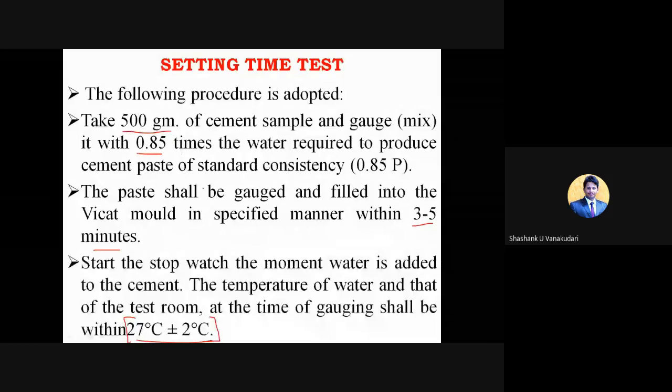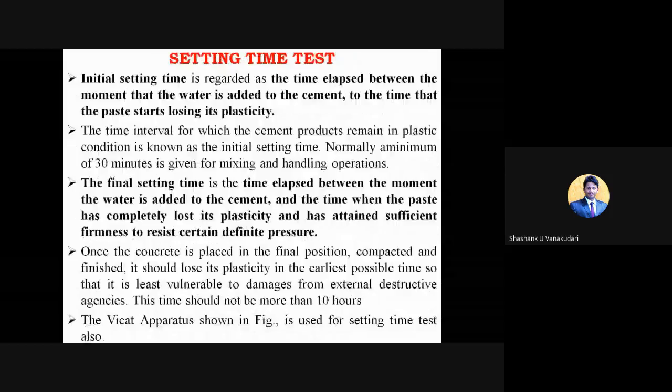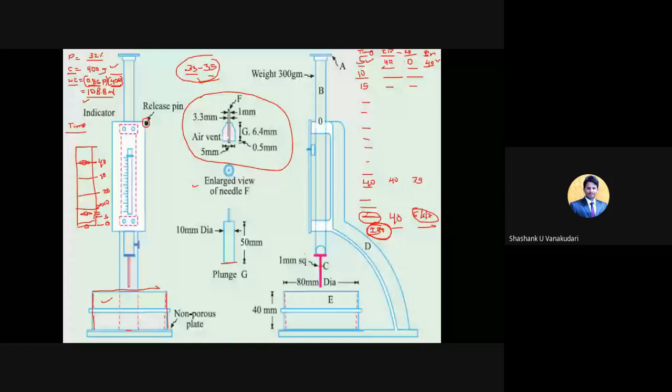Clear? And the lower the needle, that is C, they have given the needle dimensions here. This is needle C, this is plunger G, and this is needle F. Clear? So they have given different names for this. So this needle dimension is 1 mm, and then the length will be 50 mm, plunger diameter will be 10 mm, and then the length will be 50 mm.